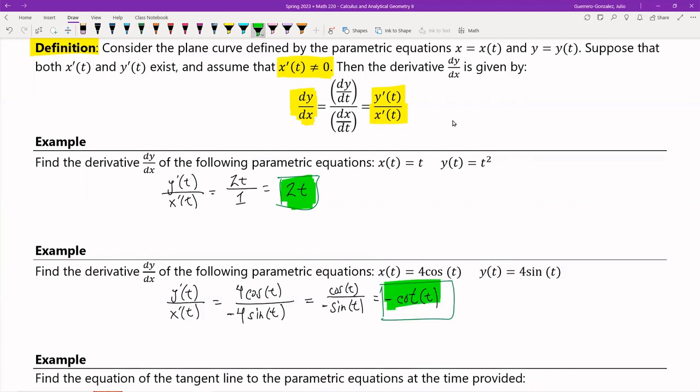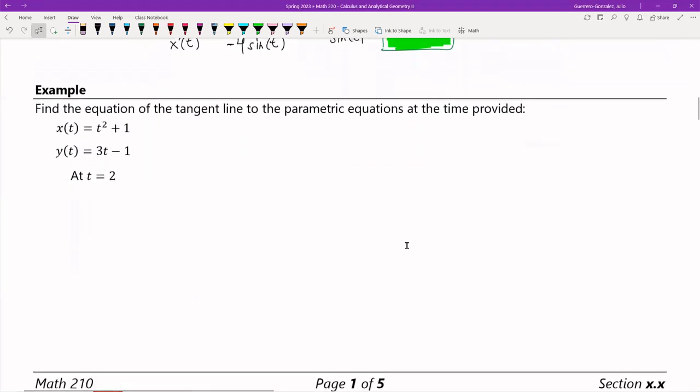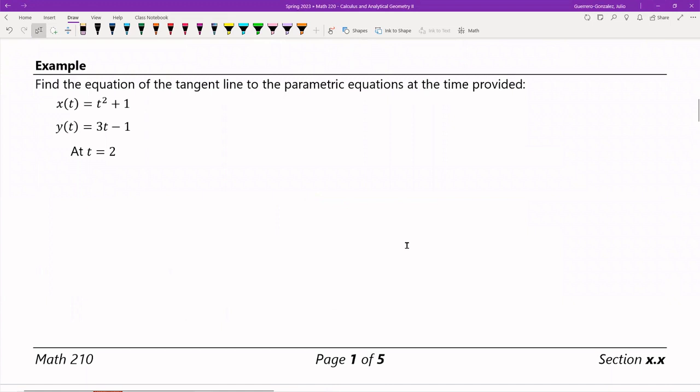Okay, not bad, right? The same thing that we were doing in Calc 1 can be done here as well: finding tangent lines, equations of tangent lines, and we can do them at specific points. Let me take this example. I have two parametric equations, and I want the tangent line at a specific t value, t equal 2.